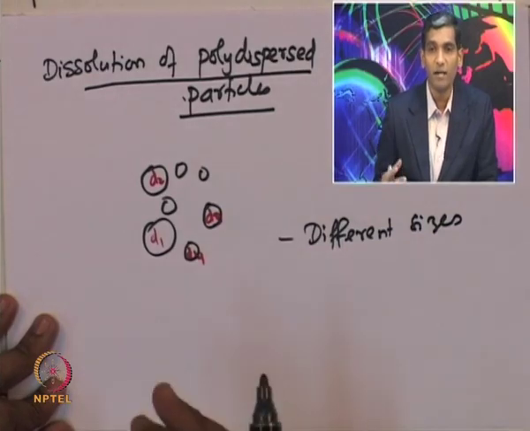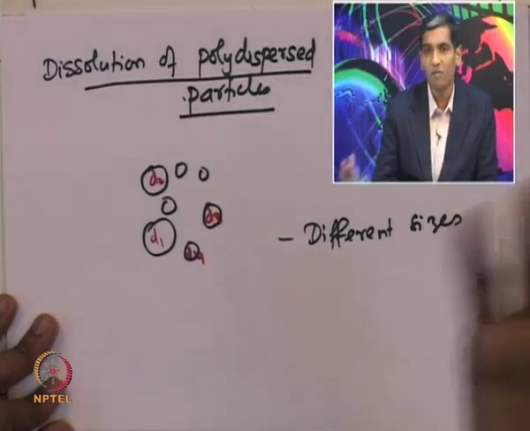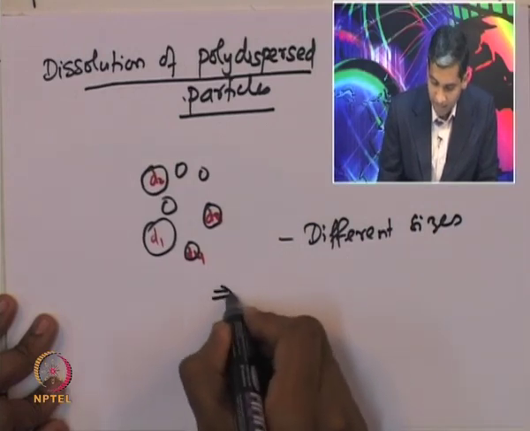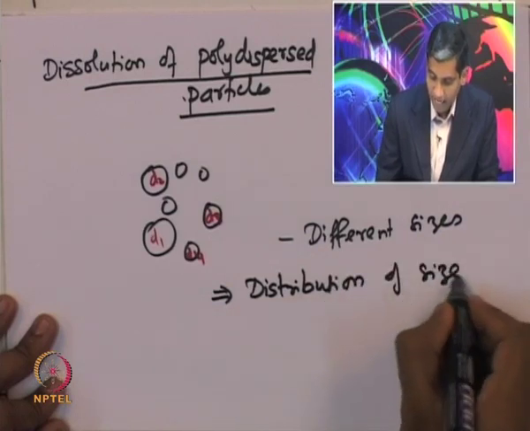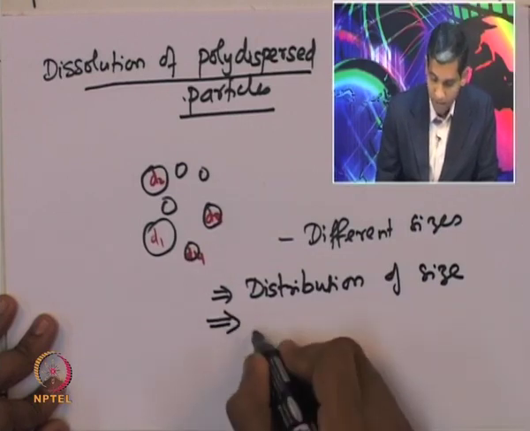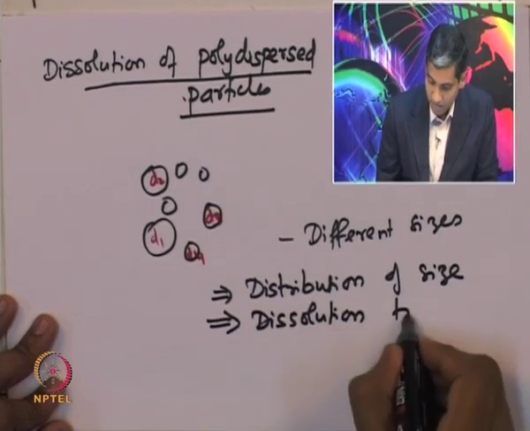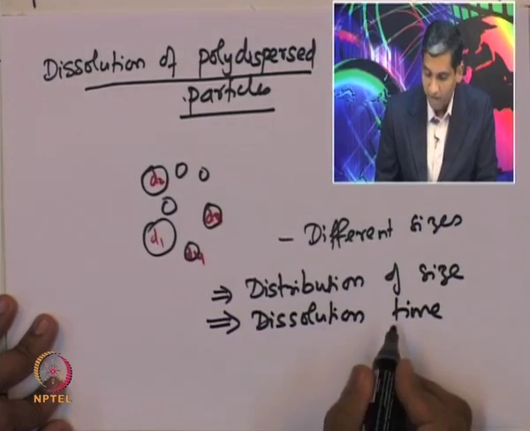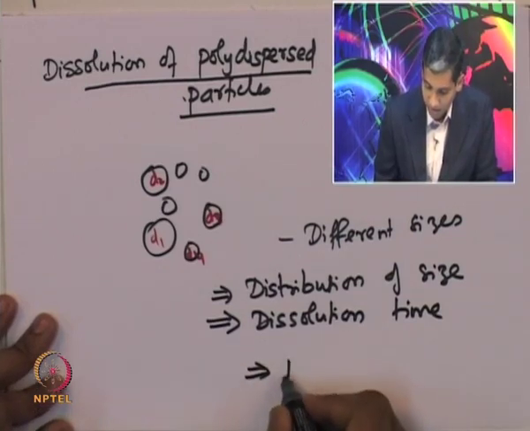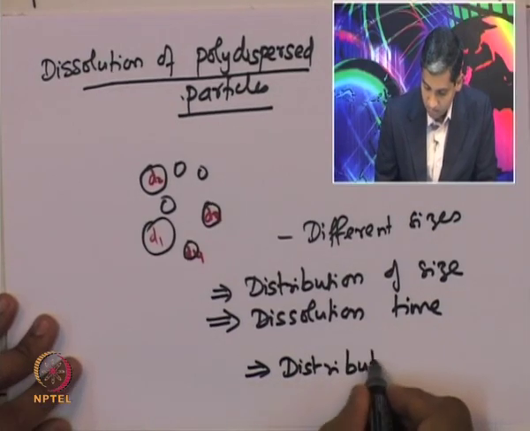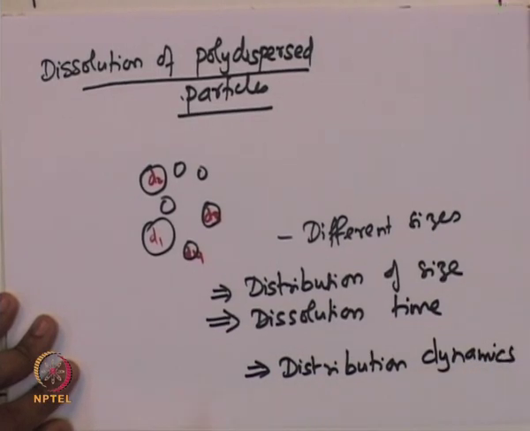Now, not just that at the initial stage the particles will be of different size, there will be a distribution of sizes of particles all through the time when the dissolution is occurring. So, therefore, clearly there is a size distribution, and the question is to find out what is the dissolution time. The objective is to find the dissolution time. And in order to find the dissolution time for particles which are placed in a certain distribution, one needs to follow the distribution dynamics. So the distribution dynamics have to be followed.